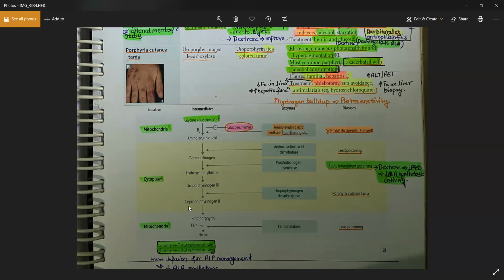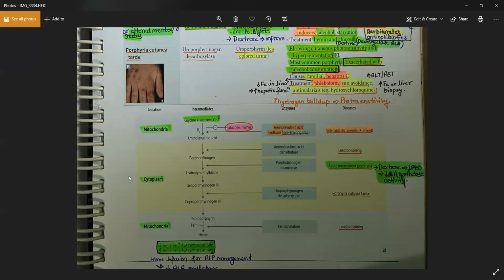And then this uroporphyrinogen will be converted into coproporphyrinogen with the help of the enzyme uroporphyrinogen decarboxylase, and then coproporphyrinogen 3 will be converted into protoporphyrin, right? This protoporphyrin will be combined with iron in the presence of the enzyme ferrochelatase to form heme. This is the whole pathway, and this cycle runs in two places: one is the cytoplasm and the second is the mitochondria. The first and the last stage of this cycle happen in the mitochondria, while the rest of the stages happen in the cytoplasm, right?